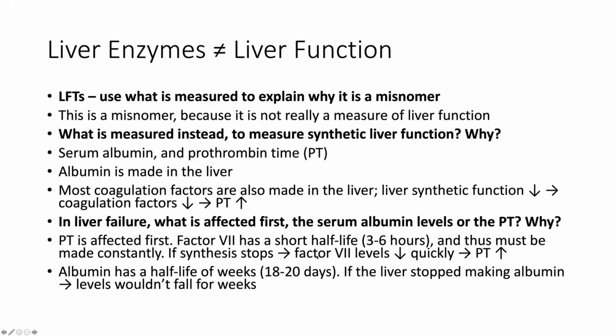That's a semi-common pharm question for Step 1. So it would only take about 15 hours to get to near 0 levels for factor 7, less than a day. But for albumin, 5 half-lives is like 100 days. That's almost 3.5 months. So if the liver stopped making albumin, your levels wouldn't fall for a while.